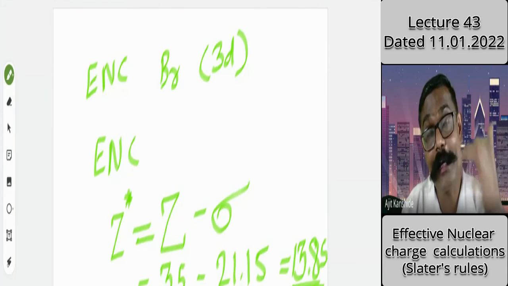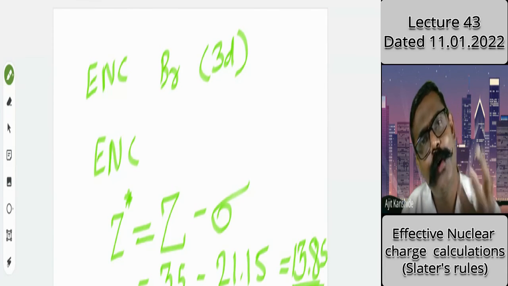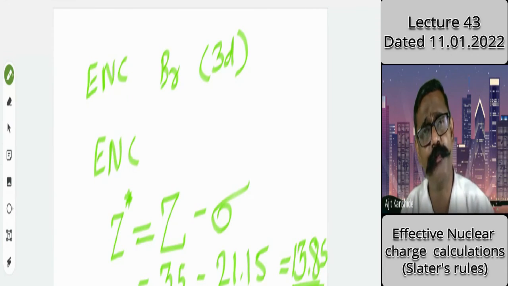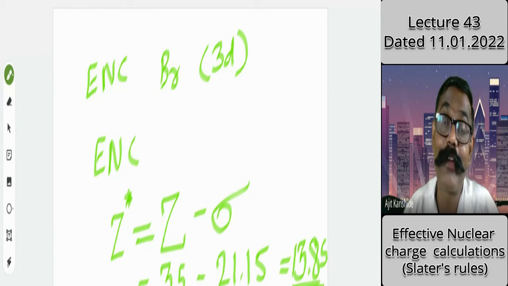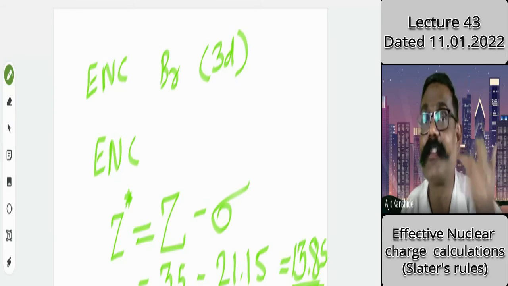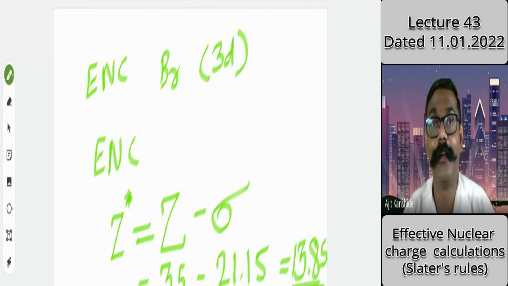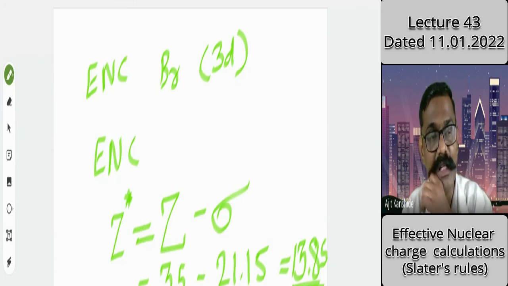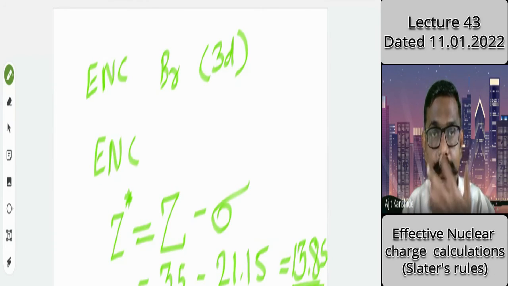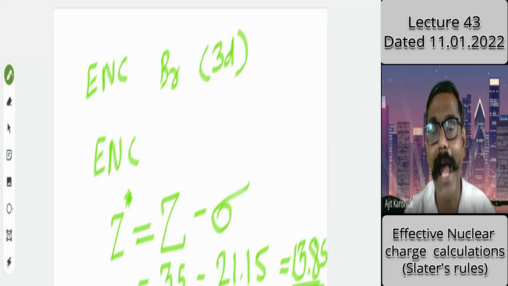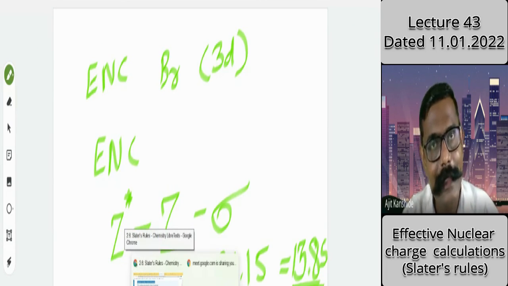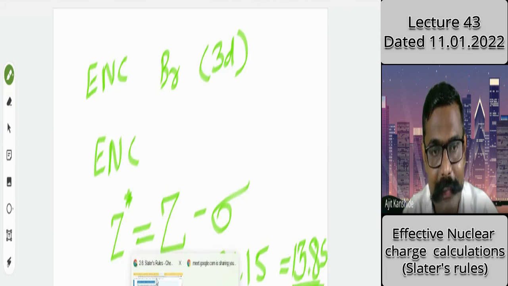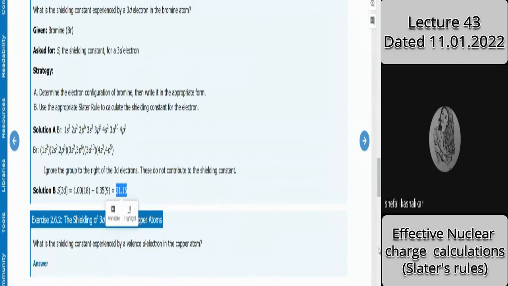Actually, 35 protons are there, but that electron in the 3d orbital feels only 13.85, approximately 14. See how drastic the difference in attraction is. The change in the attraction experienced from the nucleus is because of shielding or screening. It is a very important concept, so we are doing the actual calculation for it. Students, is this second example, bromine, clear to you?